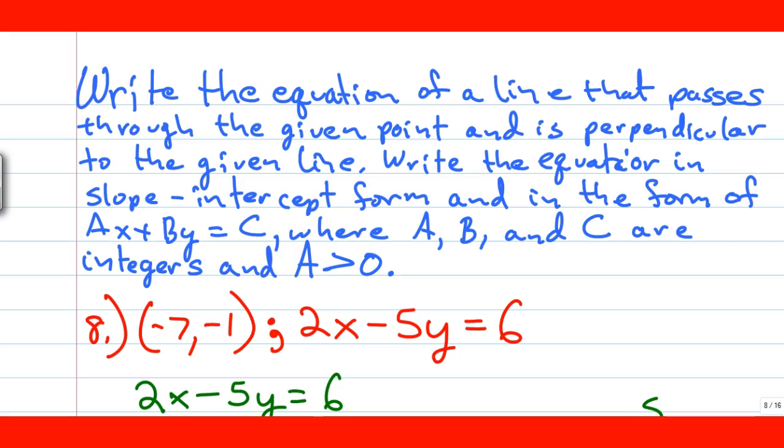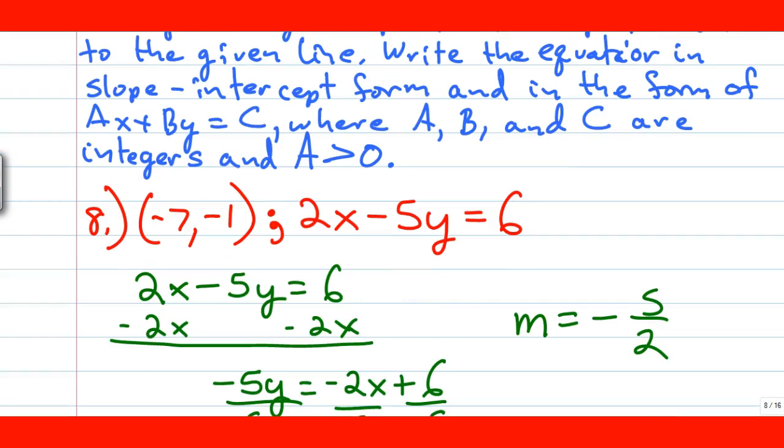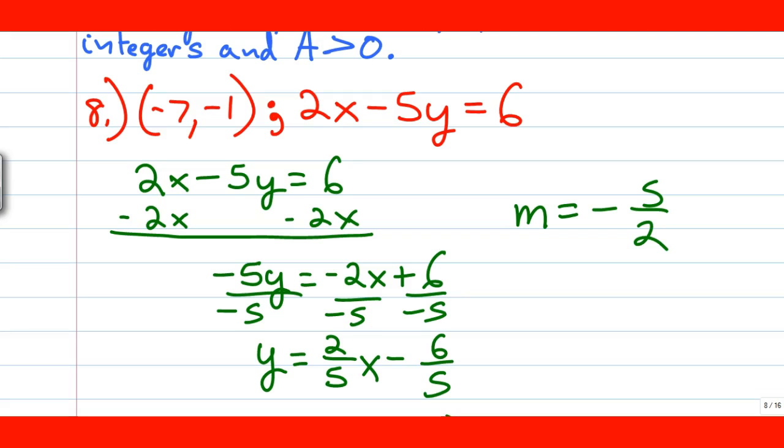Moving on to question number 8, this one says write the equation of the line that passes through the given point and is perpendicular to the given line. Write the equation in slope-intercept form and in the form of ax plus by equals c, where a, b, and c are integers and a is greater than 0. So this one's going to be just like the last problem, except for this time our line is perpendicular to the line that was given. That means that it's going to have a slope that is the reciprocal in the opposite sign. So if it is a positive, it's going to be a negative, and it'll be the reciprocal of that value.